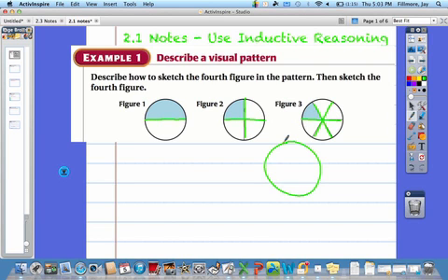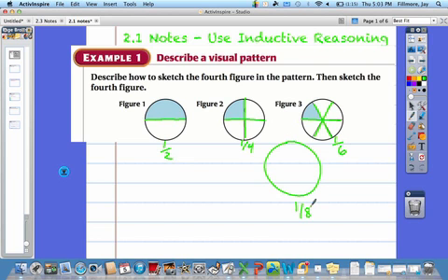The second thing is in figure 1, we are divided into halves. Figure 2, we're divided into fourths. Figure 3, we're divided into sixths. And thirdly, as fractions, I can write those. And I notice my denominator is increasing by 2. So if I went from 1/2 to 1/4 to 1/6, I can assume this would be 1/8.